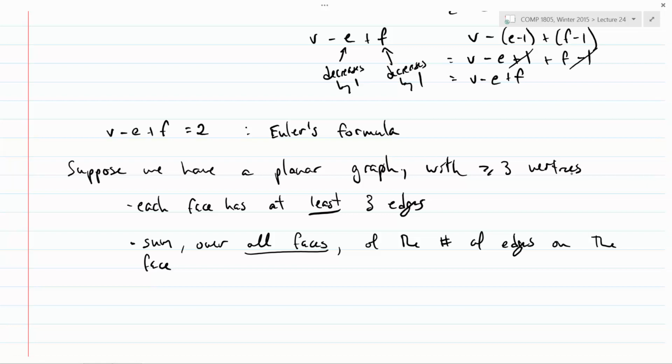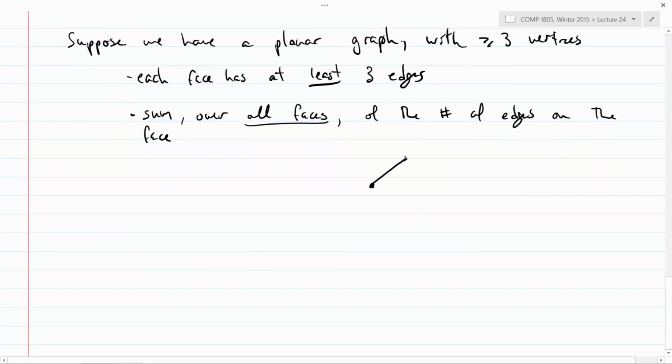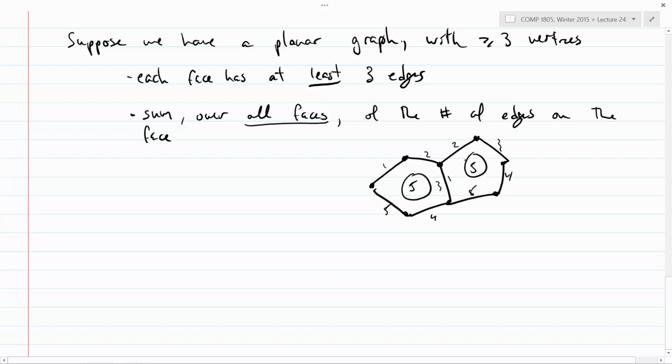So let's do an example. This face has 1, 2, 3, 4, 5 edges on it. This face has 1, 2, 3, 4, 5 on it. So let's see what we've got so far. Right now it's 10. The number of edges we have is 1, 2, 3, 4, 5, 6, 7, 8, 9. So we have 9 edges, and right now if we sum these things up, we're at 10.